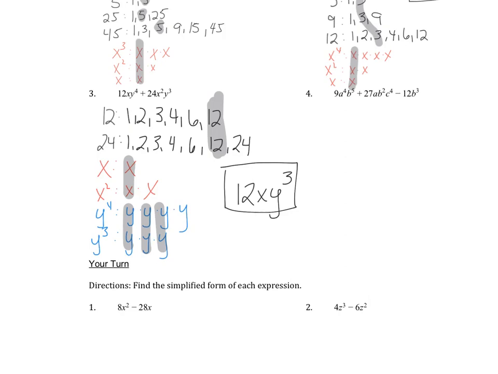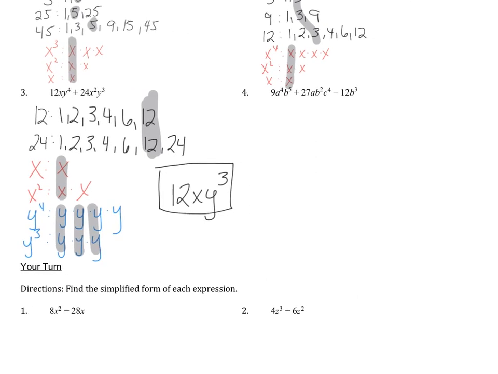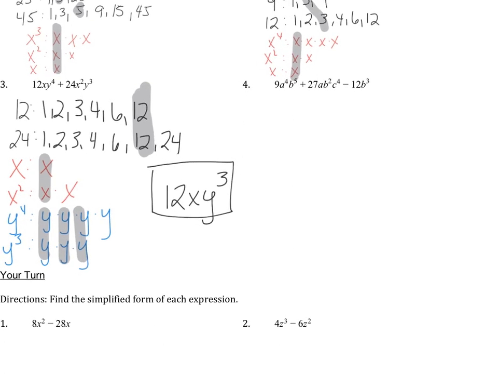Okay, so let's look at our last example here. So I'm going to be doing exactly the same thing. Let's start with our numbers. So we have 9, 27, and 12, ignoring the negatives right now. So our factors of 9 are 1 and 9, because 1 times 9 is 9, and then 3, because 3 times 3 is 9.